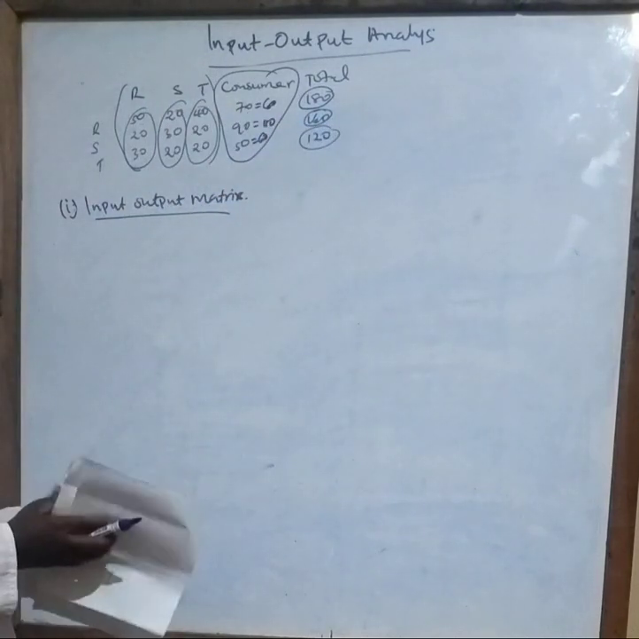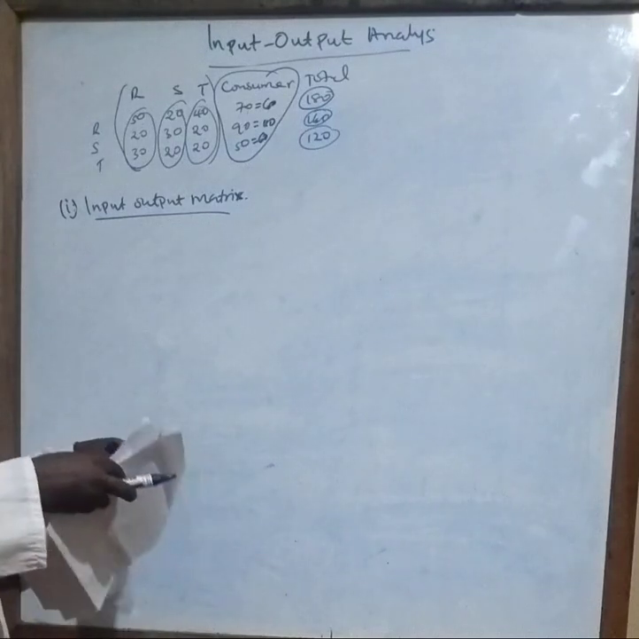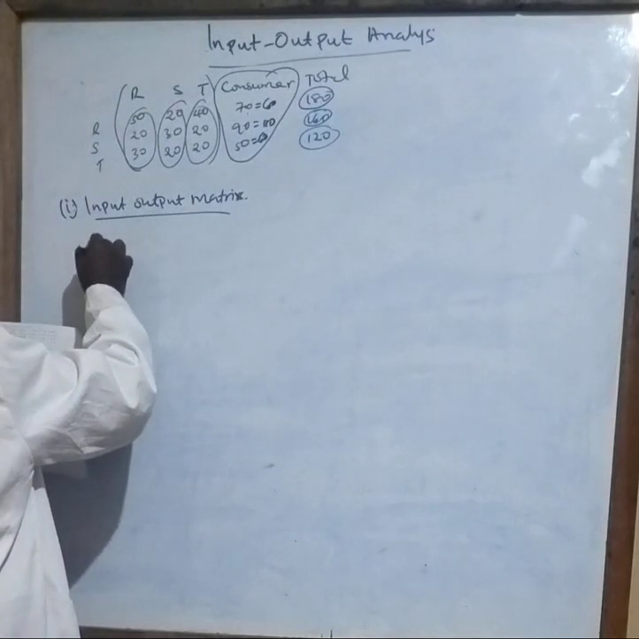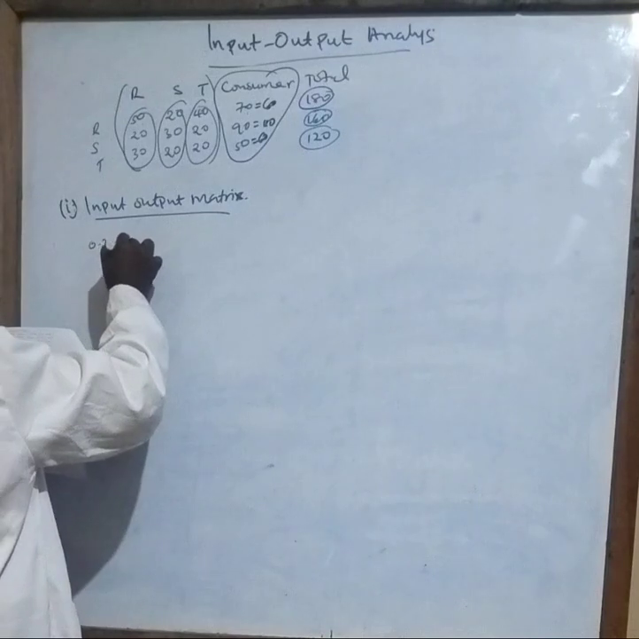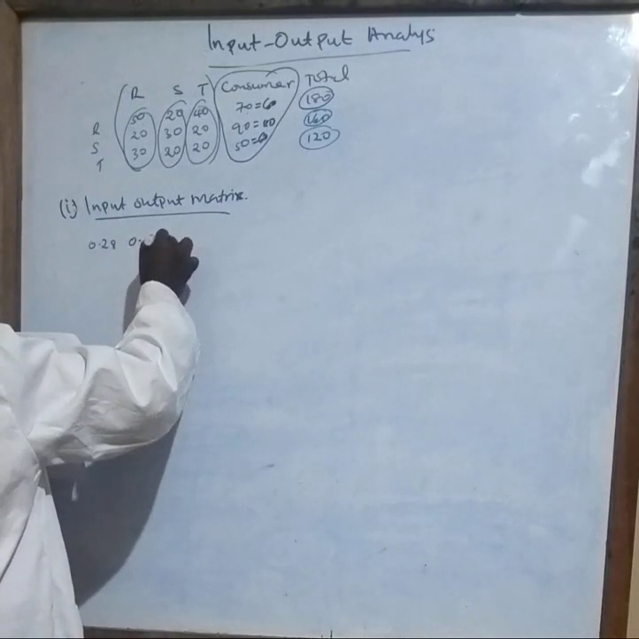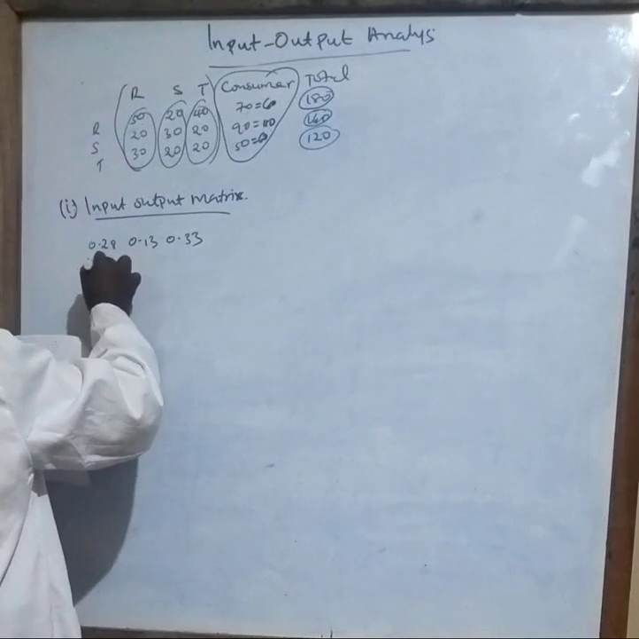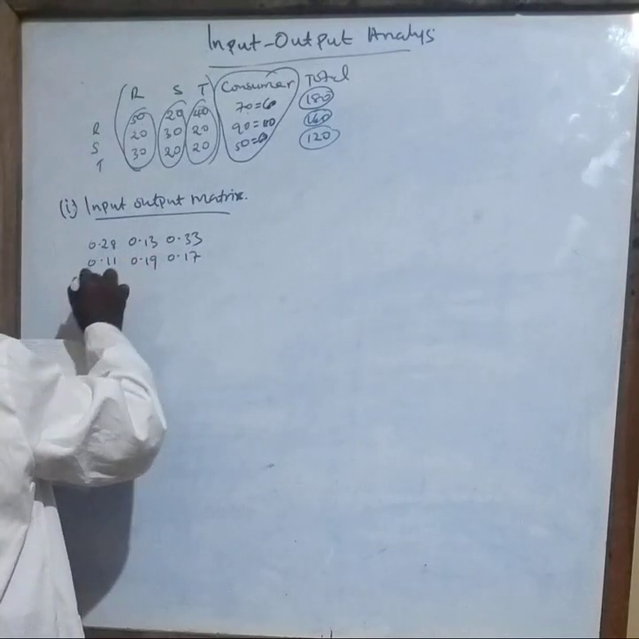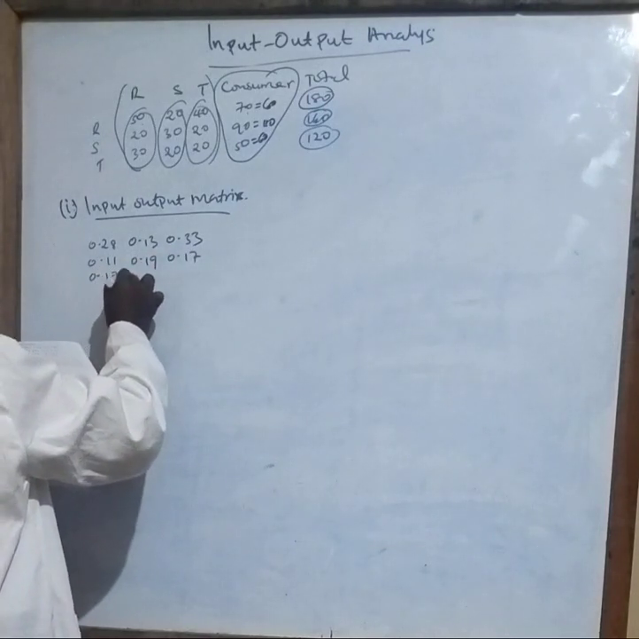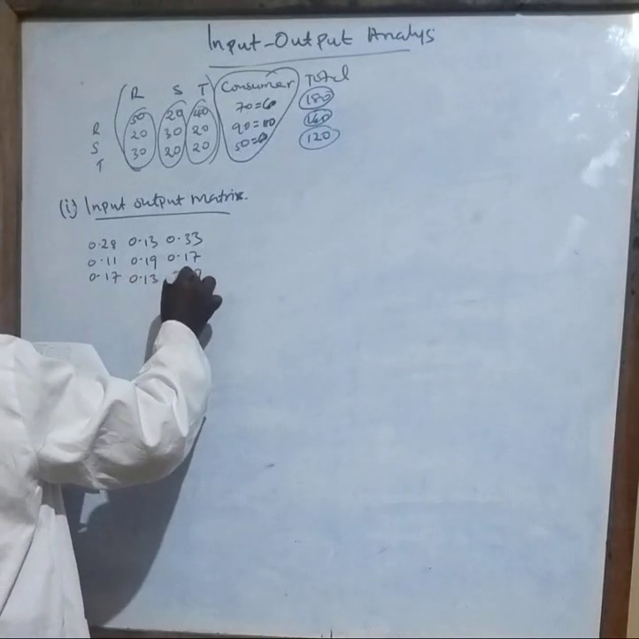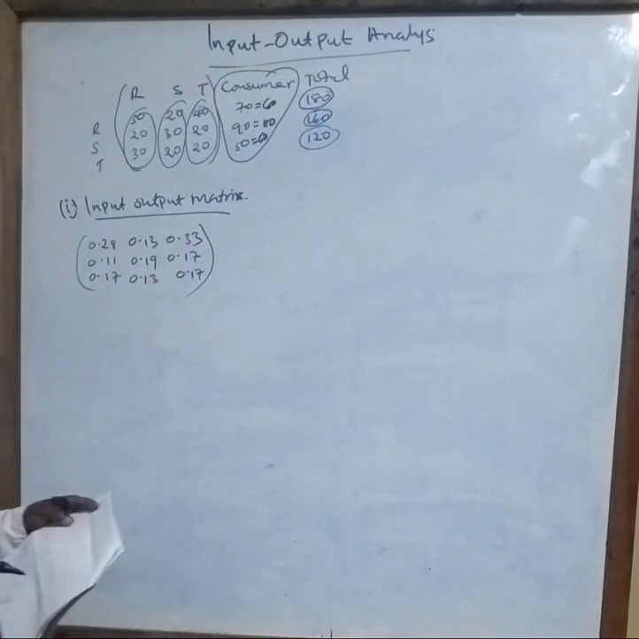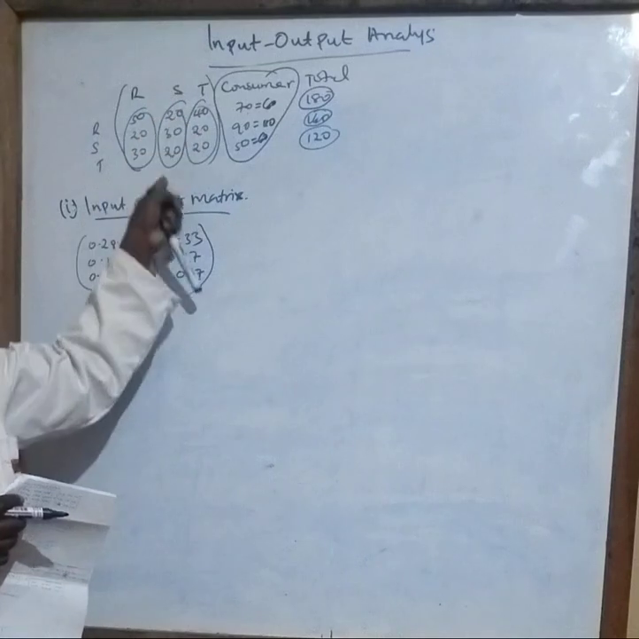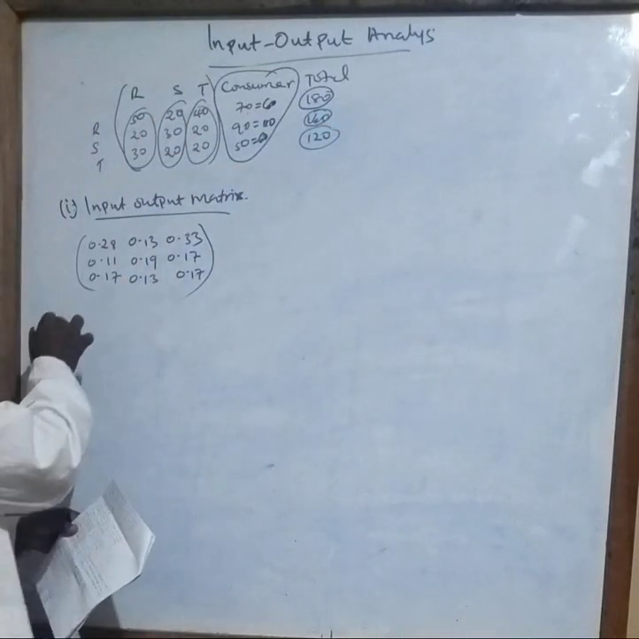So therefore, if you work out this division carefully, you will get 0.28, 0.13, if you round off, 0.33, 0.11, 0.19 and 0.17, then finally 0.17, 0.13 and 0.17. That is the first. So you just say 50, all this divided by 180, this one, the whole of this divided by 1.